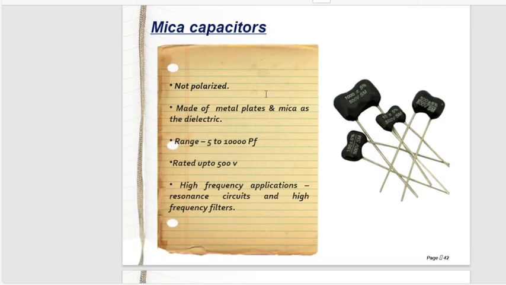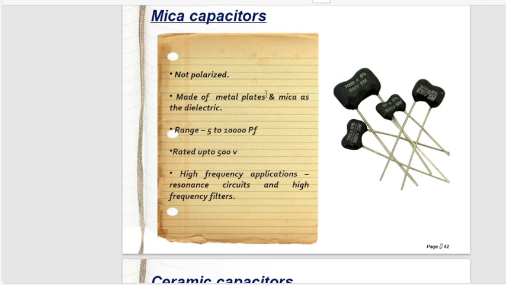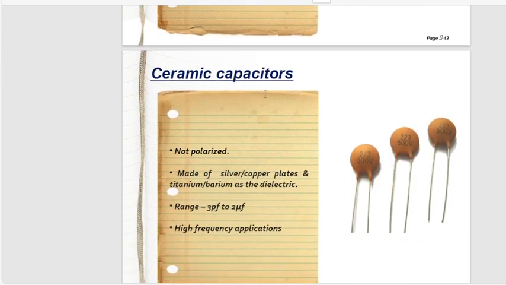So if we talk about the mica capacitor, you can see here it's not polarized, made of metal plates and mica as dielectric. Its range is up to 5 to 10,000 picofarads, rated up to 500 volts. It is used in high frequency applications, resonance circuits, and high frequency filters.